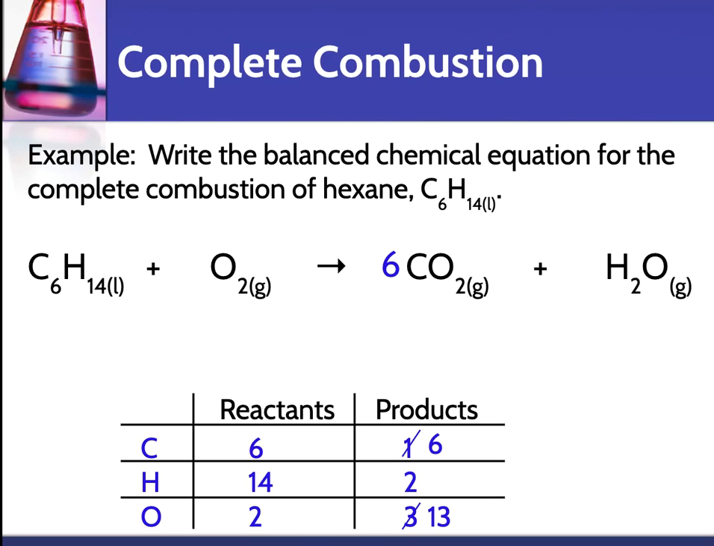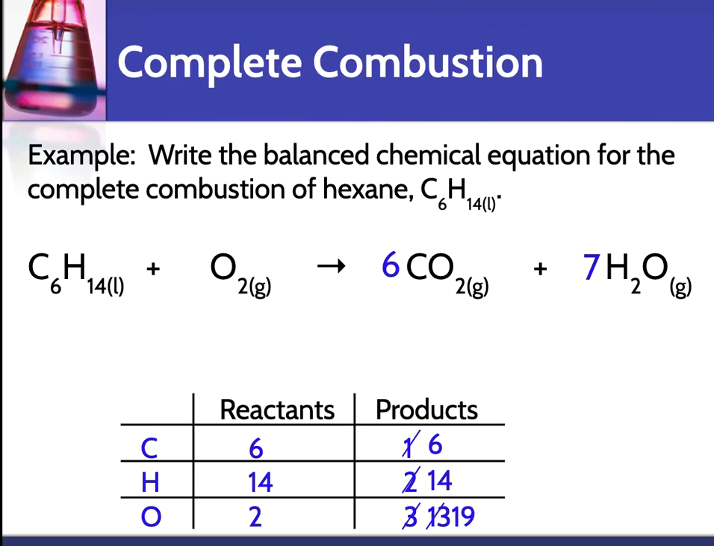So now we balance the hydrogens. We have 14 on the reactant side. So in order to have 14 on the product side, we're going to put a 7 in front of water. So we now have 14 hydrogens on both sides. Now we'll update our oxygens. We now have 19 oxygens, 12 from the carbon dioxide and 7 from water.